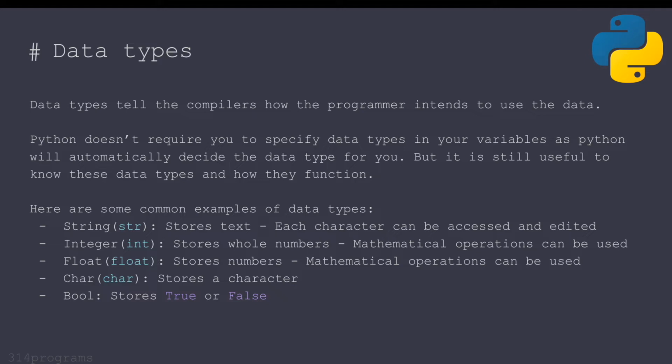String. This stores text, and each character can be accessed and edited using its index. Integer. It stores whole numbers, and mathematical operations can be used on it. Float. It stores numbers, but it can be decimals or whole. Char. Character. Stores a character. Bool, or a boolean, can be used to store true or false.